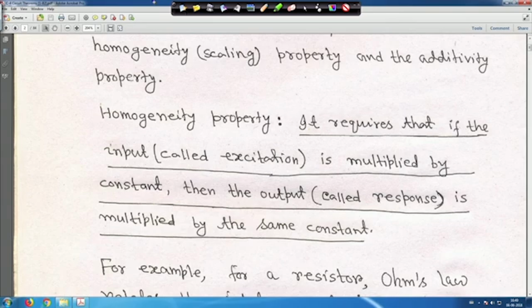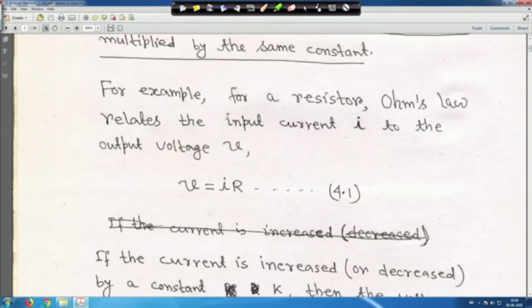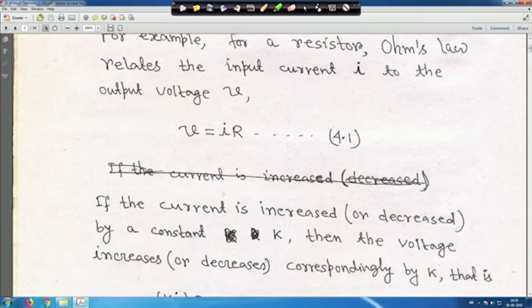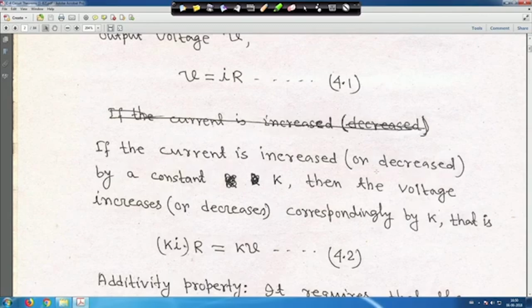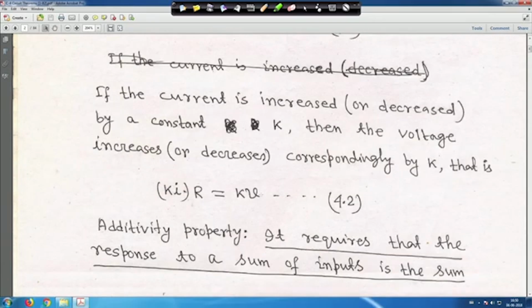For example, for a resistor, Ohm's law relates the input current I to the voltage V. So V is equal to IR. Now, if the current is increased, or decreased, by a constant K, the voltage increases or decreases correspondingly by K, that is K i into R is equal to K v. So this is equation 2, right. It is chapter 4.2, but I will say 2, 3 like this.